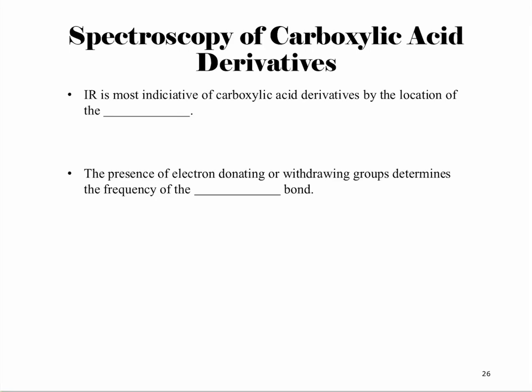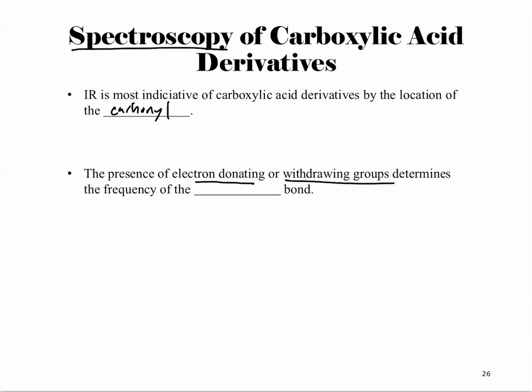So the last thing we're going to talk about for carboxylic acid derivatives is the spectroscopy of them. And the spectroscopy of carboxylic derivatives is not much different than what we've seen before. Like most IR active materials, especially anything with a carbonyl, it's the carbonyl peak that is most indicative of the derivative being there. And the carbonyl peak is affected really by the presence of electron donating or electron withdrawing groups.